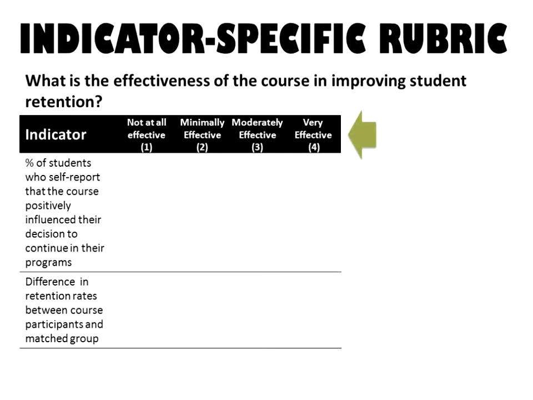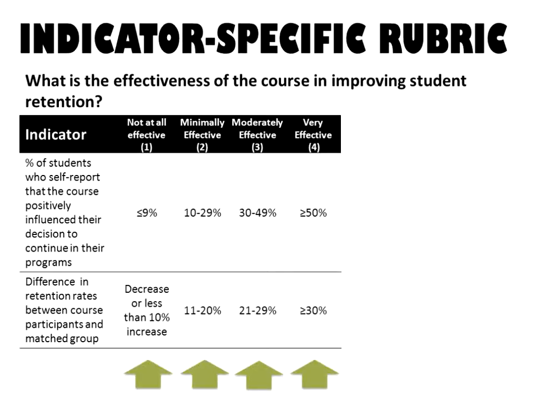Then we would describe, for each of these indicators, what result would represent no effectiveness, minimal effectiveness, moderate effectiveness, and a lot of effectiveness. So ranging from not at all to very effective. Then we plug in those ranges. And these are completely arbitrary. In a real process, we'd want to really deliberate and engage a lot of folks on this, but this is me just making it up for this example.